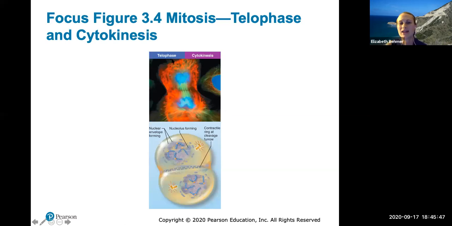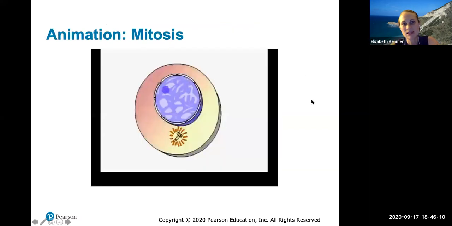So here we have telophase and cytokinesis, not at the same time, but in telophase, the nuclear envelope will start to reform. The chromosomes will start to uncoil back into chromatin. And in cytokinesis, we'll see a new cell wall forming between the two cells. Cytokinesis means kind of cutting up of the cell. So that's what happens in cytokinesis. And this is a great animation that you can watch with that too.